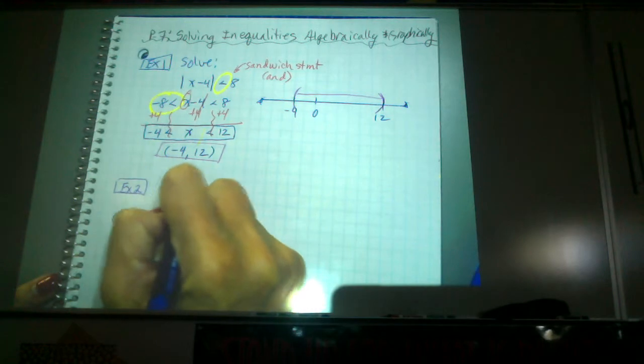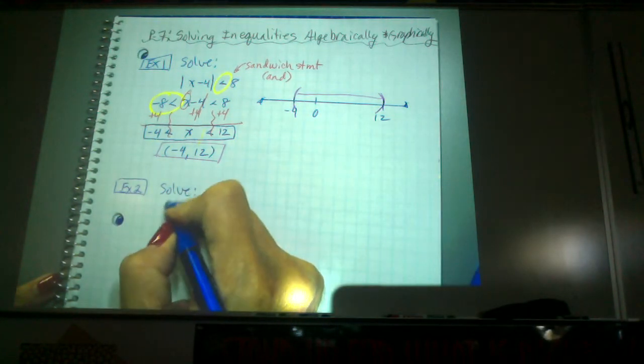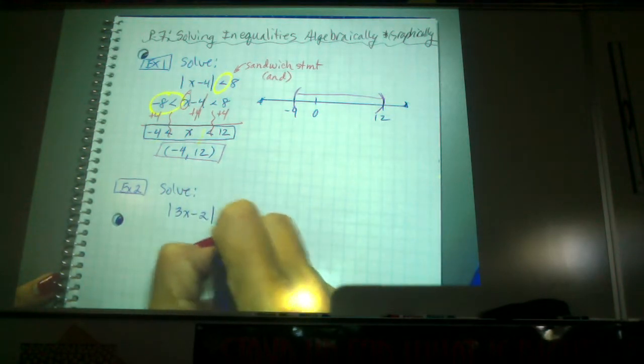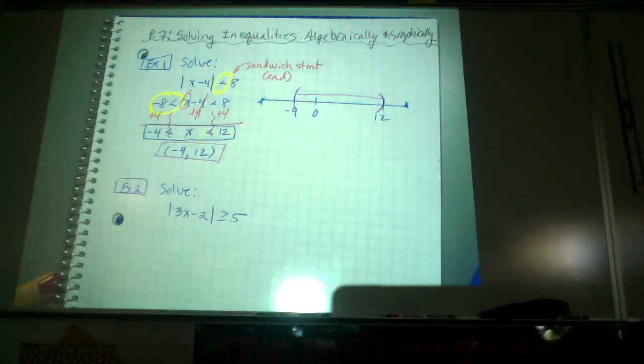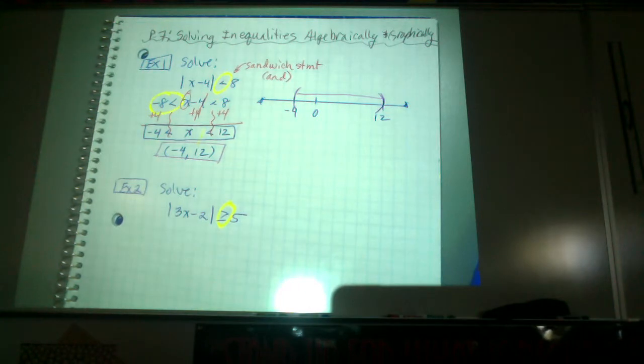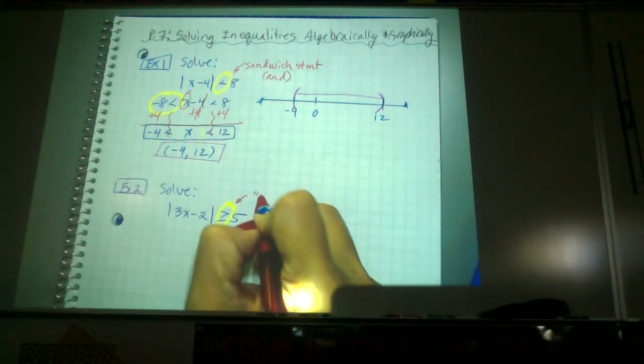You are to solve the absolute value of 3x minus 2 is greater than or equal to 5. Because of the greater than, not just the equal, so it's just the greater than part. That's the part I'm really concerned about. That part tells me that I have an or statement.